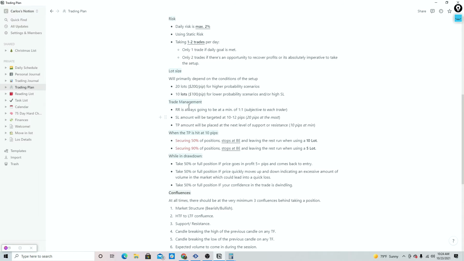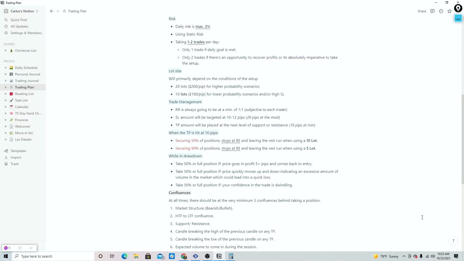So trade management, risk to reward is always going to be at a minimum of 1-to-1, subjective to each trader. And I put this here, subjective to each trader, because a lot of people really focus on risk to reward. A lot of swing traders and day traders and intraday traders really focus on that. But I've gotten moves where, for example, I've had a 15 pip stop loss, right? And my trade would go for 10 pips, right?